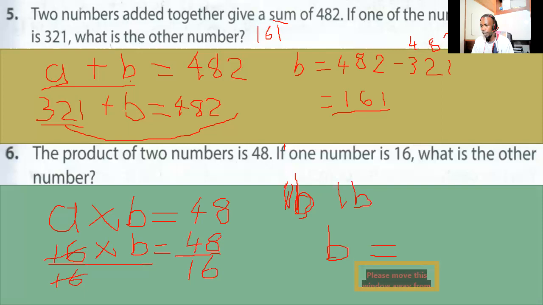Now 48 divided by 16. How many 16s? The answer is 3 here. So B is equal to 3. You get it? So A, we said it's 16, times B, we said it's 3. And their product, the answer is 48. That's correct. Just as simple as that.